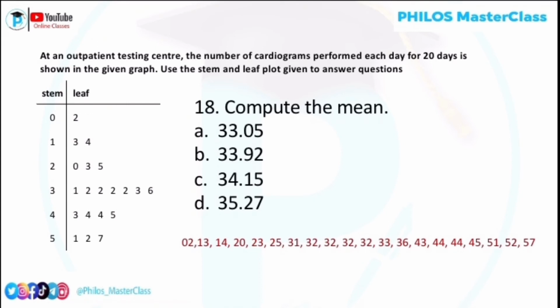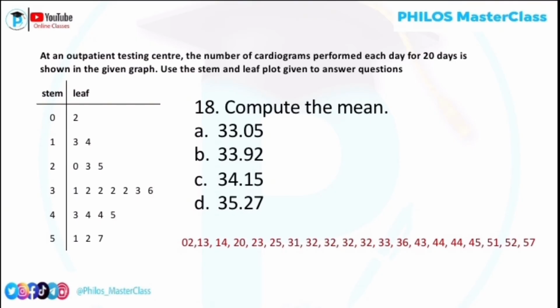Now to compute the mean, anytime a question says compute the mean without specifying the type of mean, just compute the arithmetic mean. Remember, we have different types of mean. You have arithmetic mean, geometric mean, harmonic mean, trimmed mean, and the like. But when a question doesn't specify the type of mean, it is basically asking for the arithmetic mean, which is the average. To find it, you add all the values in the data set together and divide by the number of values in the data set.